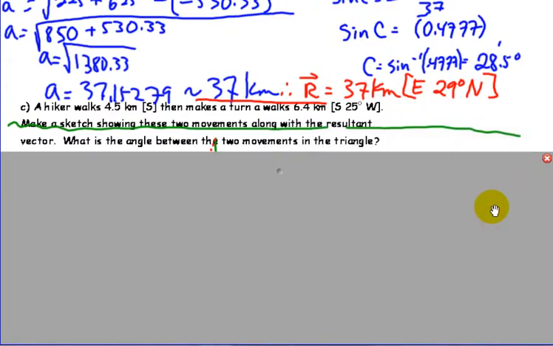Okay, so I'd like you to do this next question. So a hiker walks 4.5 kilometers south, then makes a turn and walks 6.4 kilometers south 25 west. Make a sketch showing these, and then figure out the resultant later on. First of all, just like the previous one, figure out the angle between the triangle. So pause the video now and see if you can fill in that.